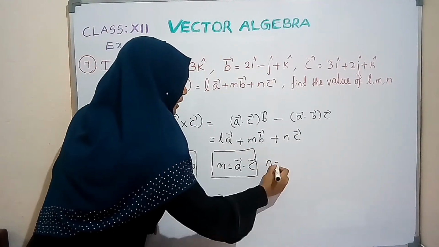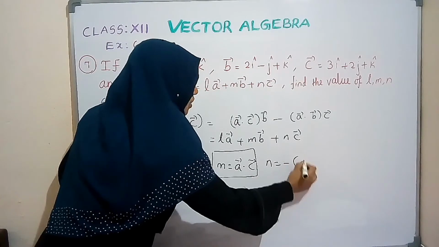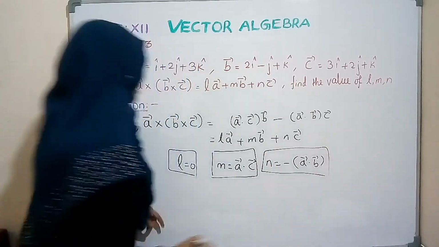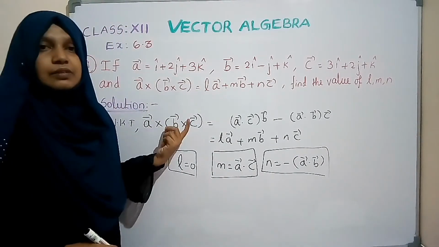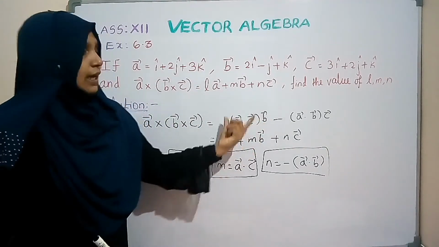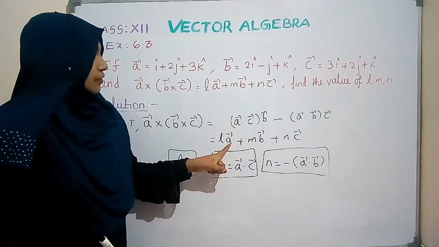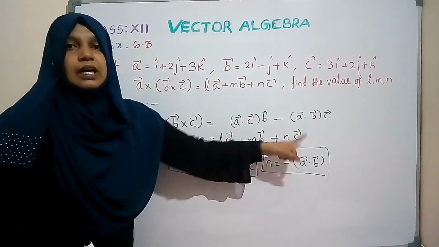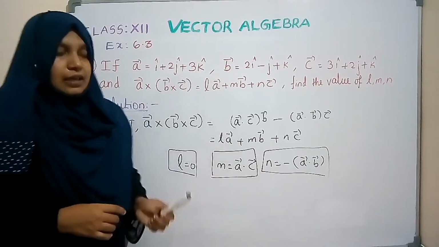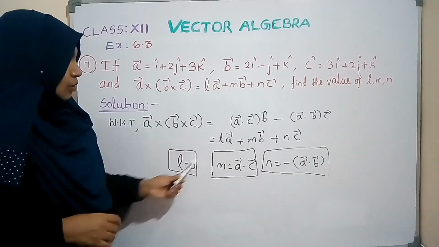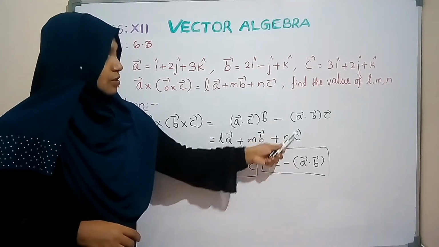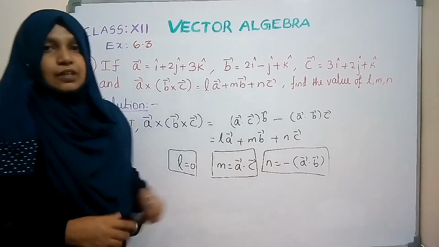So we can also write N is equal to minus of A vector dot B vector. Okay. So just to calculate the value of this vector triple product using the left side method or the right side method and comparing the coefficient of A vector, B vector and C vector, then you will get the value of L, M, N. I write directly L is 0, M means the value of A vector dot C vector, and N means minus of A vector dot B vector.